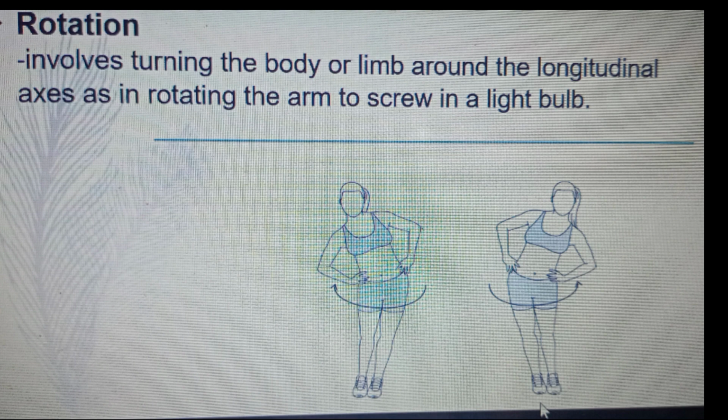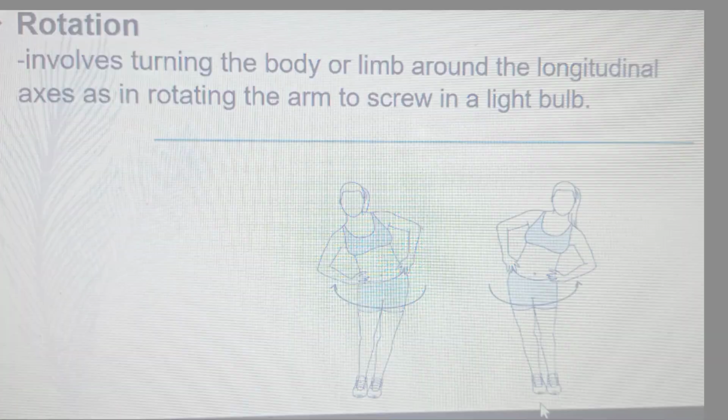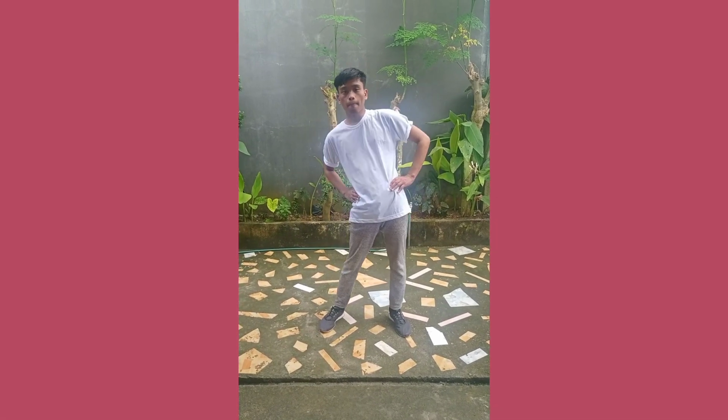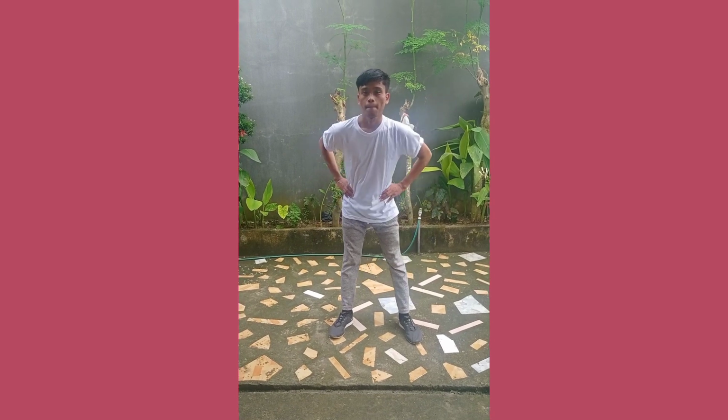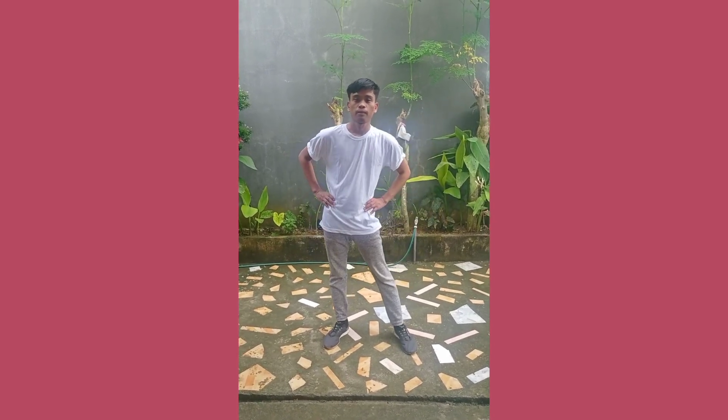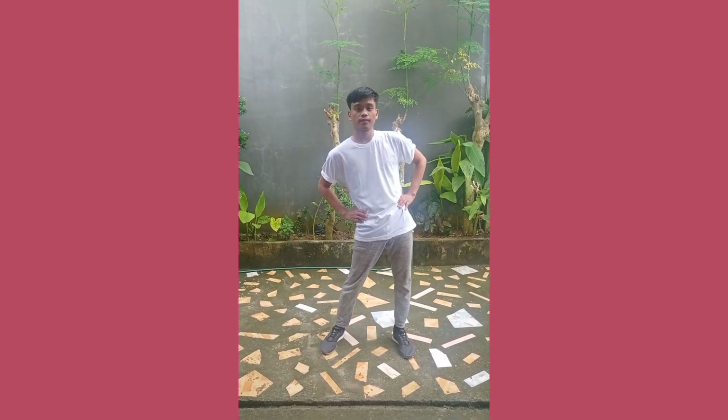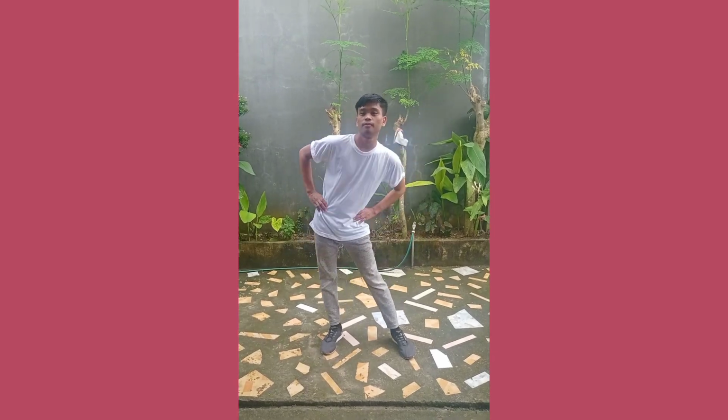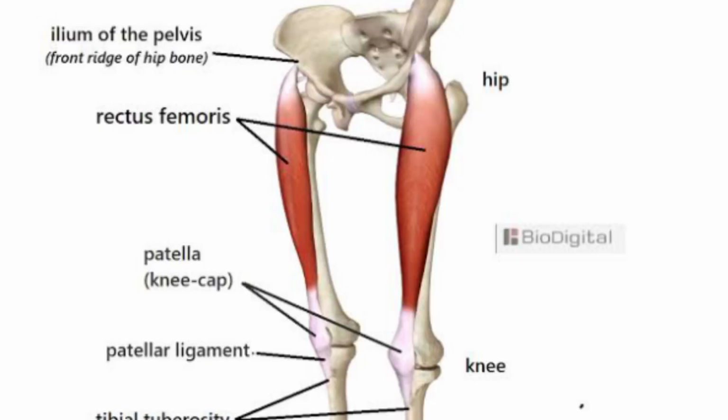Rotation involves turning the body or limb around the longitudinal axis, as in rotating the arm to screw in a light bulb. This is the best example of rotation. These are the following bones and muscles involved.